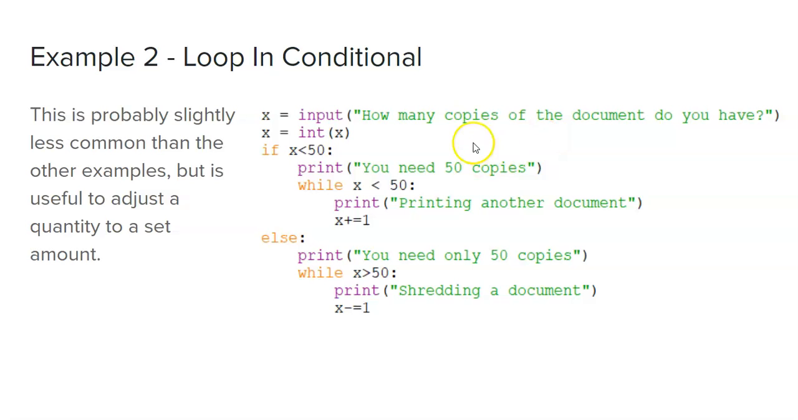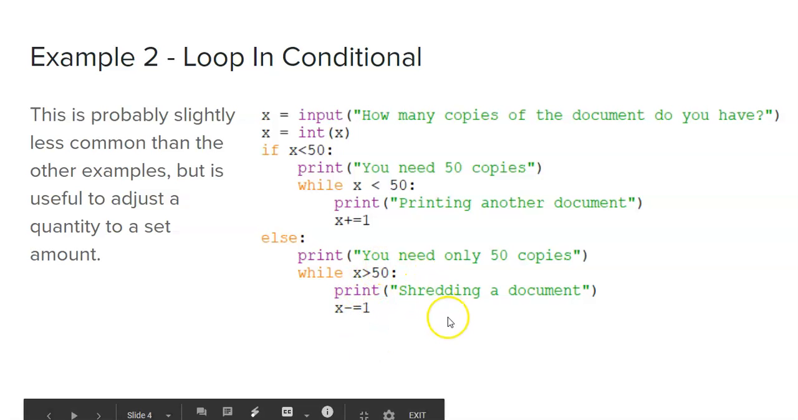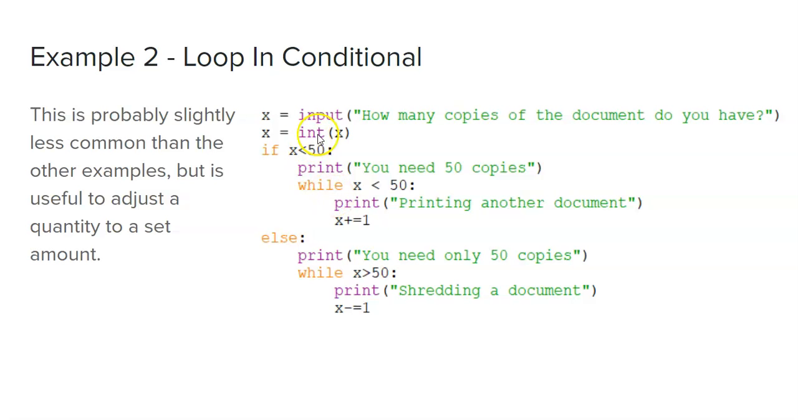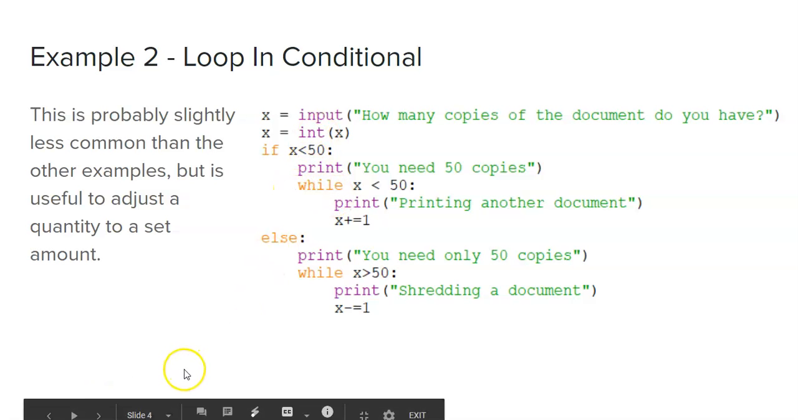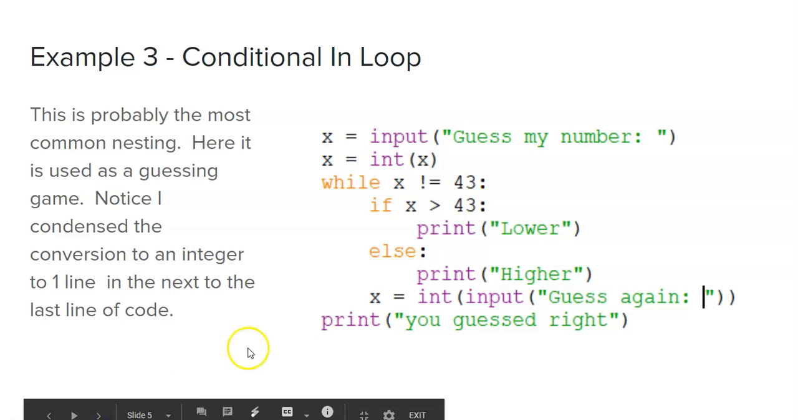So it's going to ask how many copies you have. You say a number, it's going to convert that number to an integer. If that number is less than 50, it's going to say you need 50 copies, and it's going to print a bunch of copies until it gets to 50, and then it's going to stop. If you say more than 50, it's going to say you only need 50 copies, and it's going to start shredding them one at a time until you get down to 50. So this is a loop within a conditional, or really two loops within each side of a conditional.